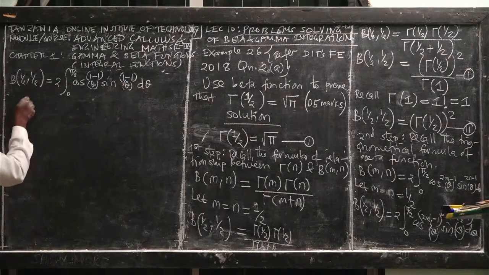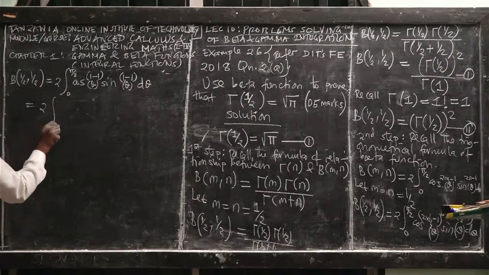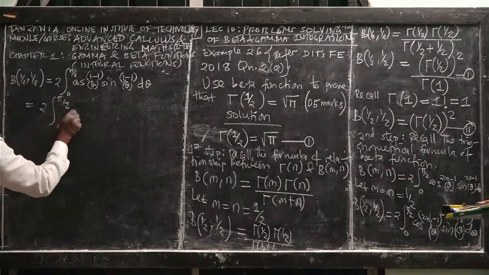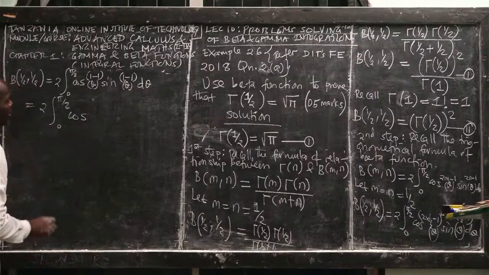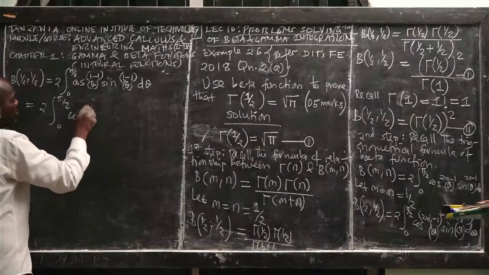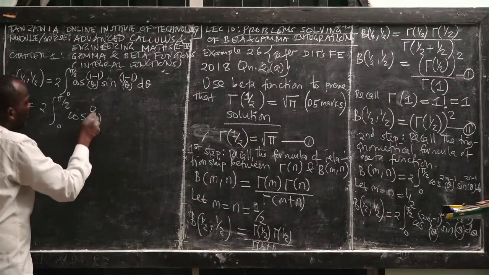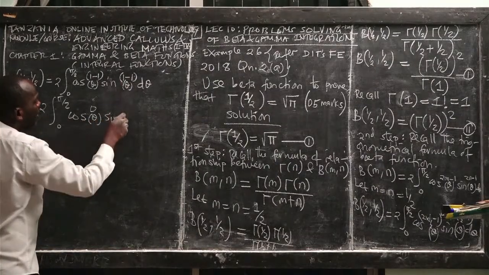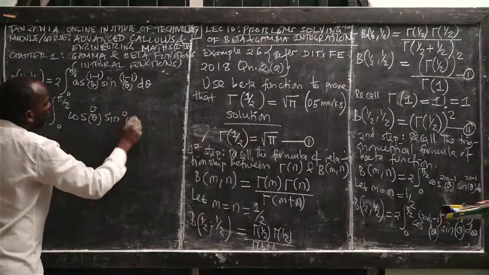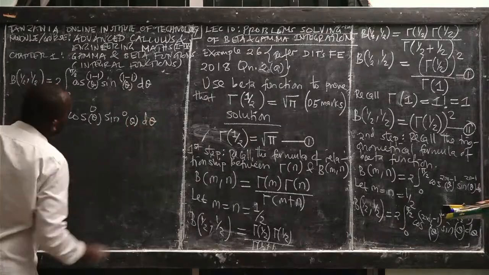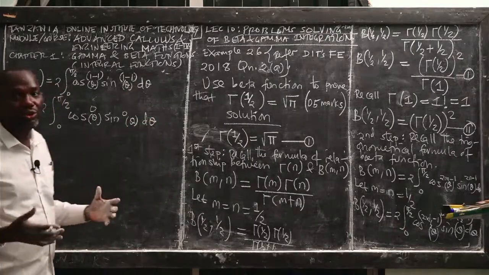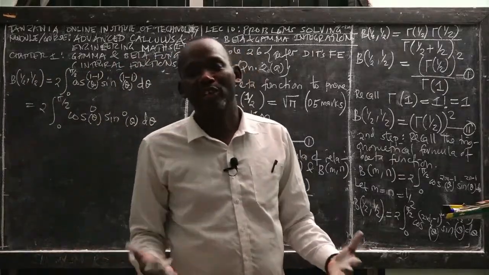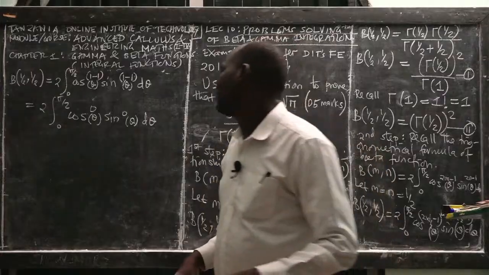Then we continue. We have 2 integral from 0 to pi over 2, then cosine of theta to the power 1 minus 1, which is 0, so cosine of theta power 0. Then sine of theta to the power 1 minus 1, which is 0, so sine of theta power 0, d theta. Any number power 0 is 1, any letter power 0 is 1, any function power 0 is 1.